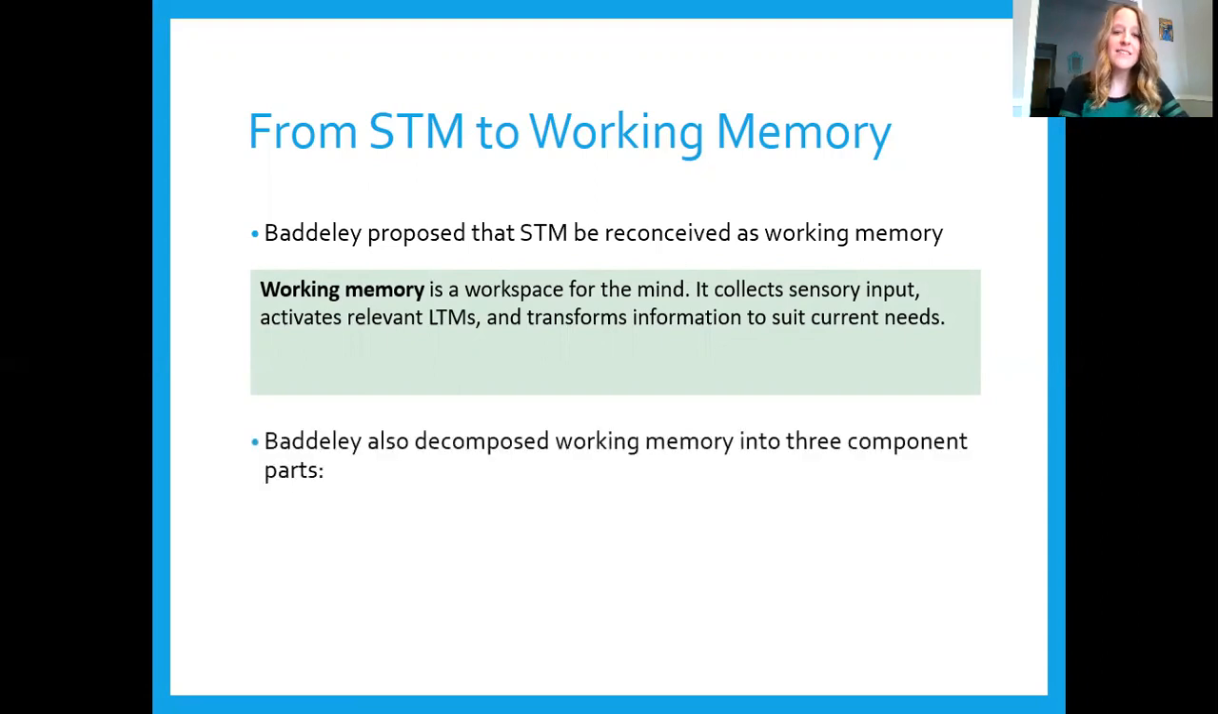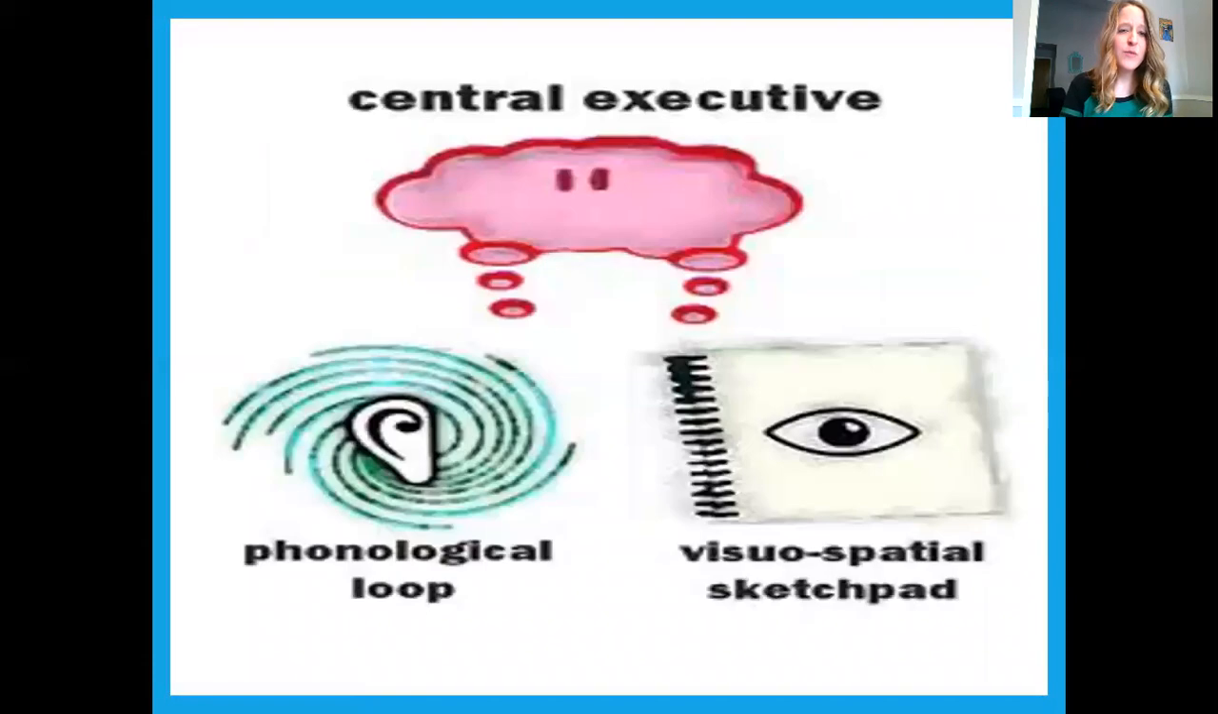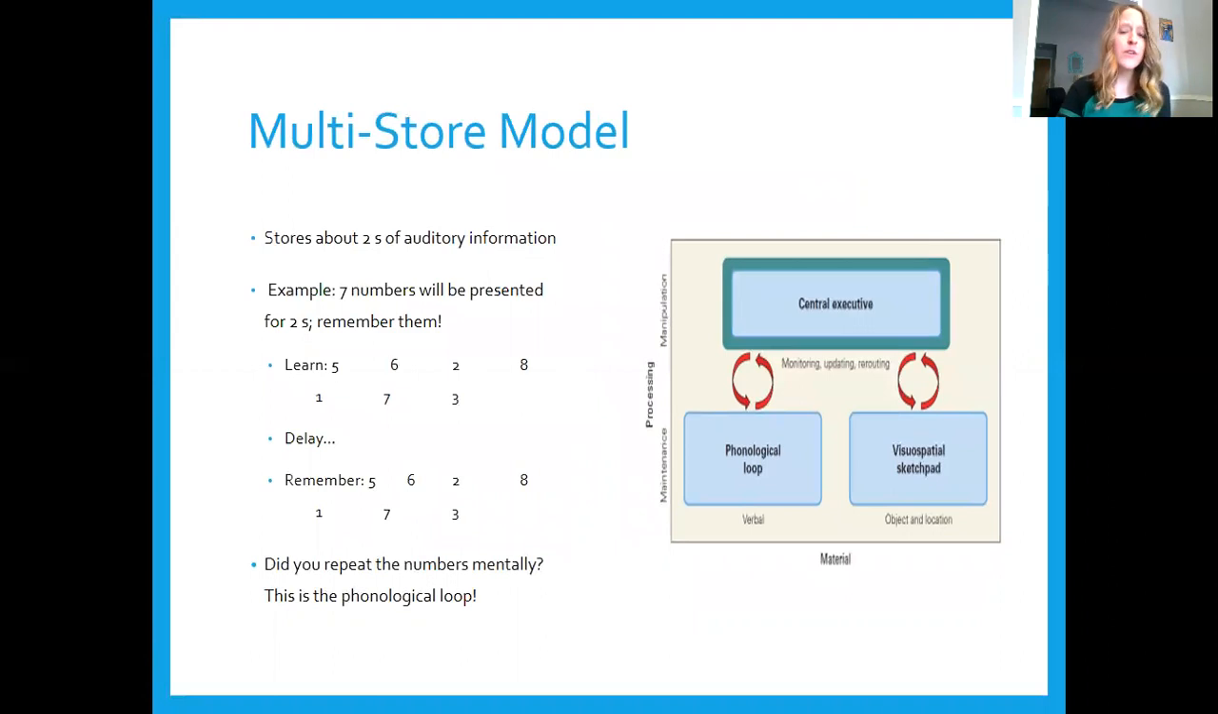Baddeley, in his conceptualization of working memory, identified three distinct subcomponents and functions. So these are the phonological loop, the Visuospatial Sketchpad, and the central executive. So we'll examine each of these. First, the phonological loop is the verbal auditory storage space of working memory.